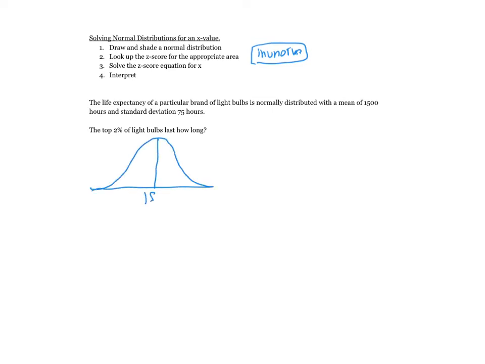Write in the mean and the standard deviation. Now the top 2% means I want this end, okay? Top 2%. So I'm going to write my z-score equation, and the x is what I'm looking for. I want that, how long does that light bulb last in the top 2%. I subtract the mean, divide by the standard deviation, and again, I need the z-score.